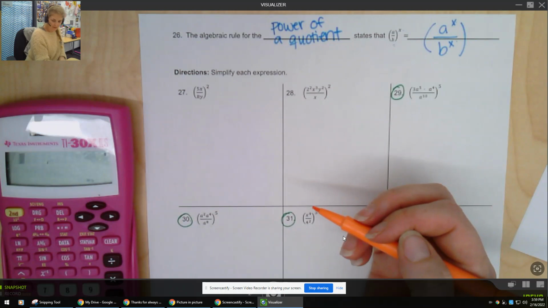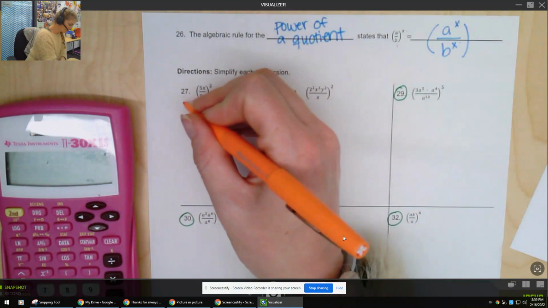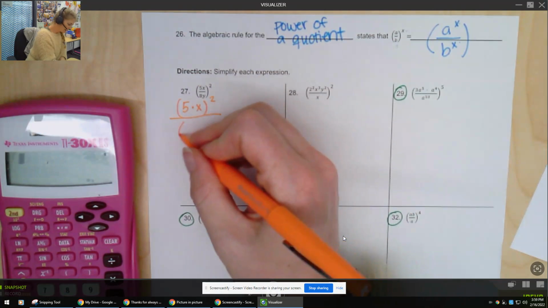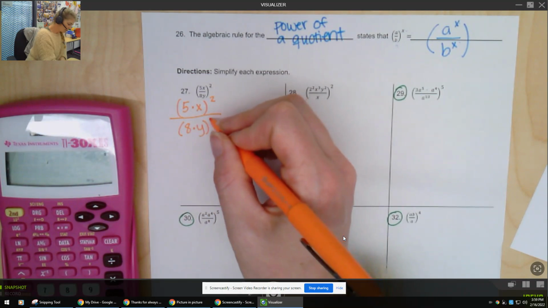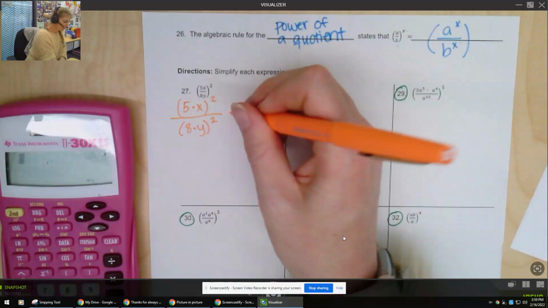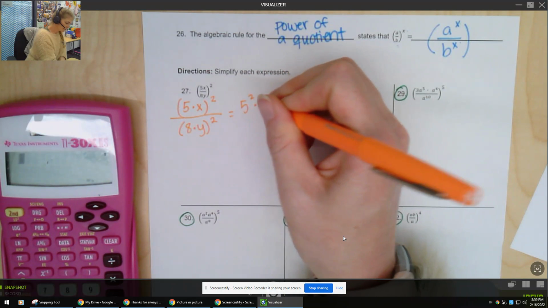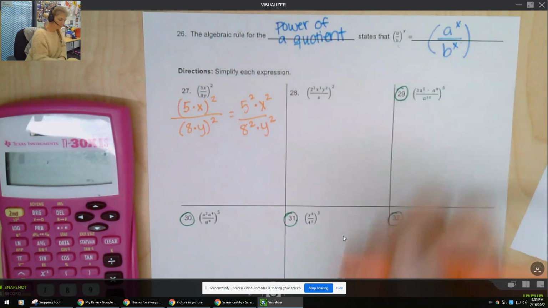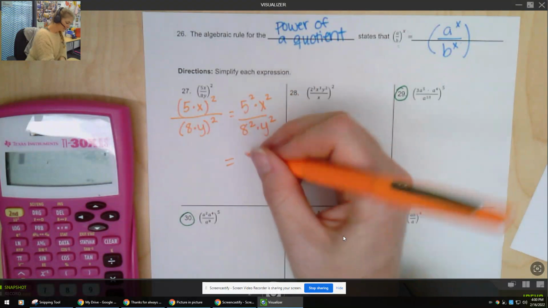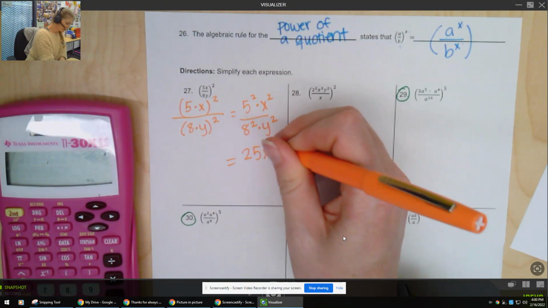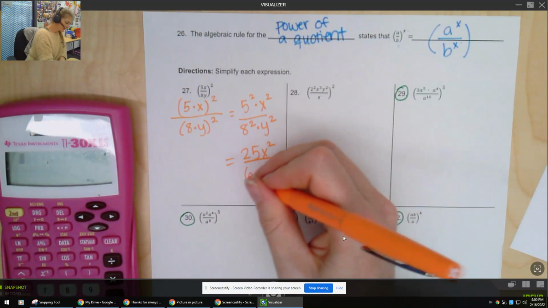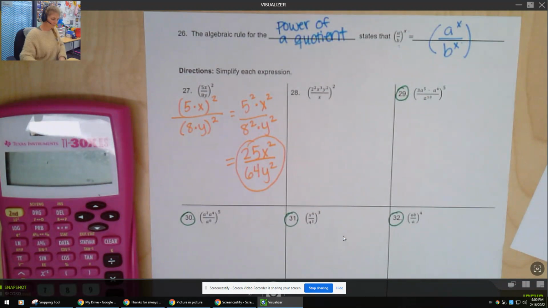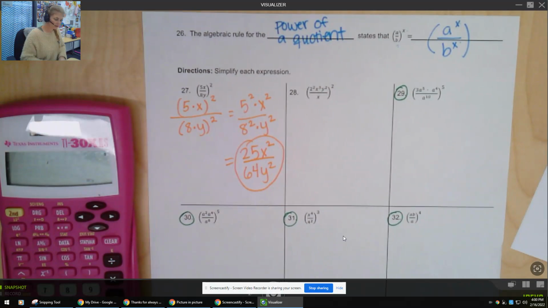So number 27, we have this exponent on the outside. On the top, I have 5 times x, all being raised to the second power. In the denominator, I have 8 times y, also all being raised to the second power. So from here, I get 5 squared times x squared over 8 squared times y squared. Let's keep simplifying that. 5 squared is 25, 5 times 5, 25x squared, over 8 squared is 64, 64y squared. And we'll circle our final answer. Okay, let's look at 28.